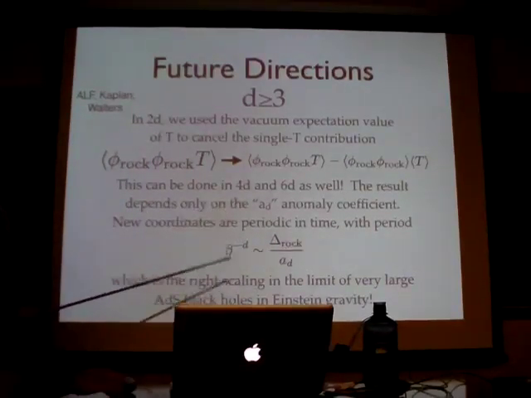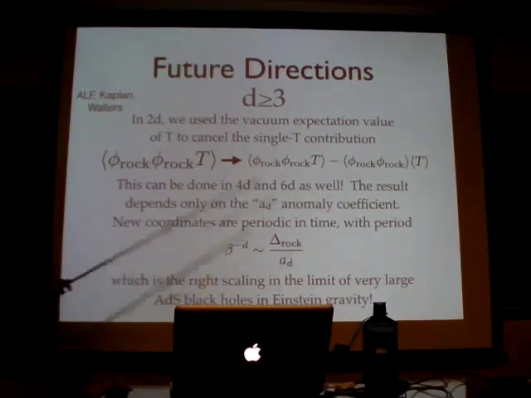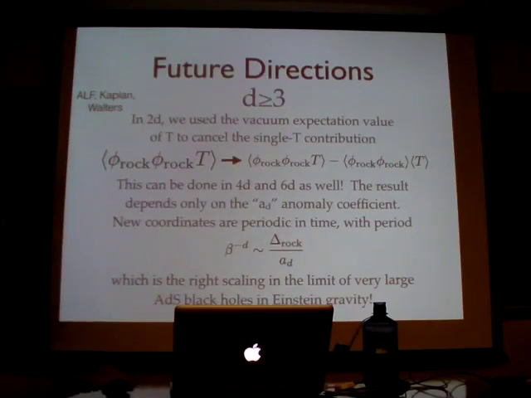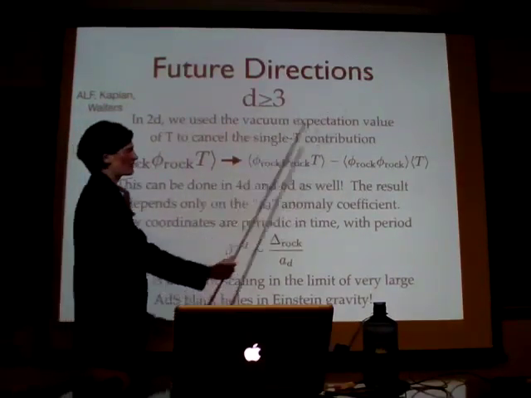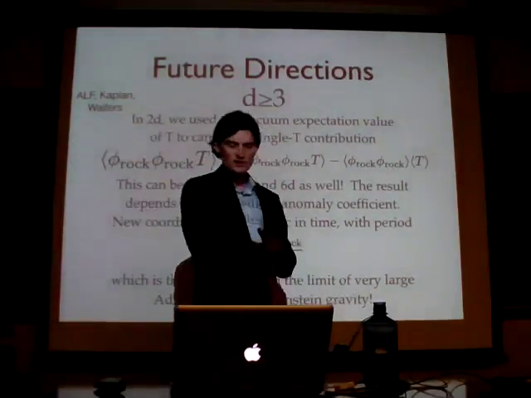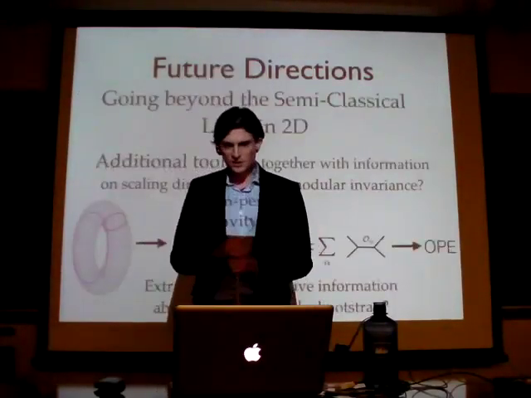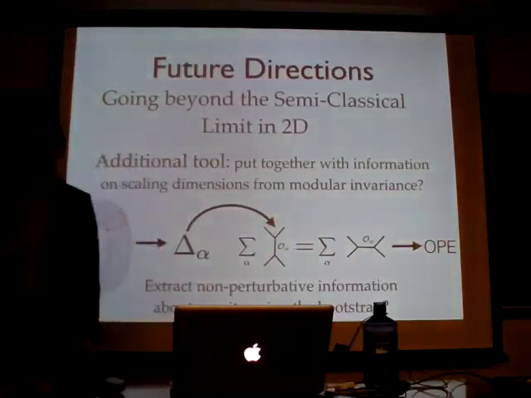So this type of scaling is exactly the scaling you would get at very large AdS black holes in Einstein gravity. Okay? So there's more work to do in terms of understanding what happens with higher powers of the energy momentum tensor, but this looks promising. The second direction I want to mention is going beyond the semi-classical limit.